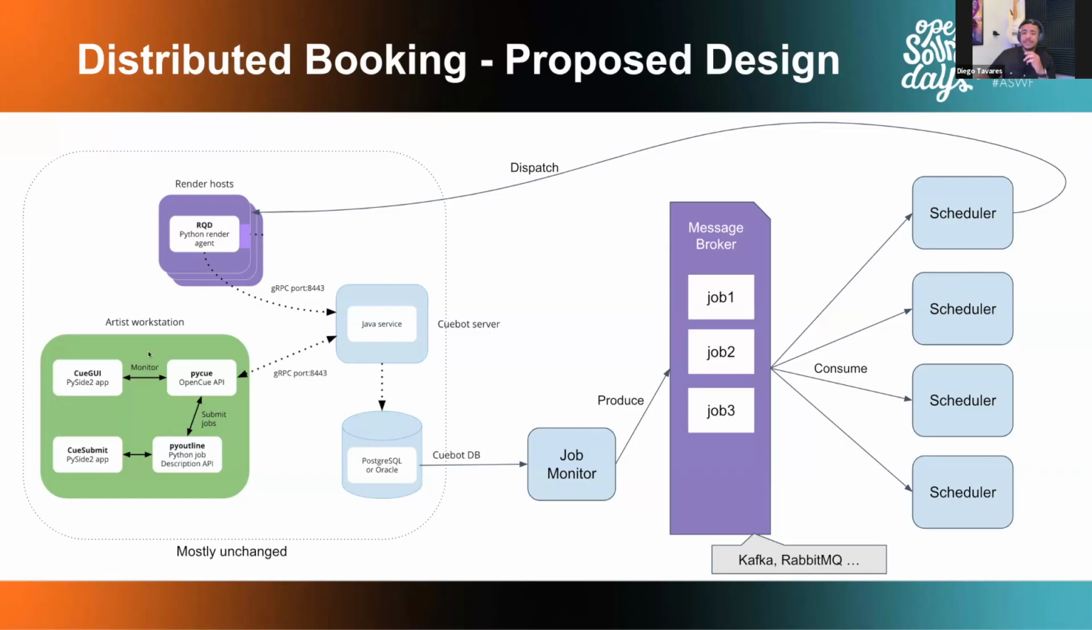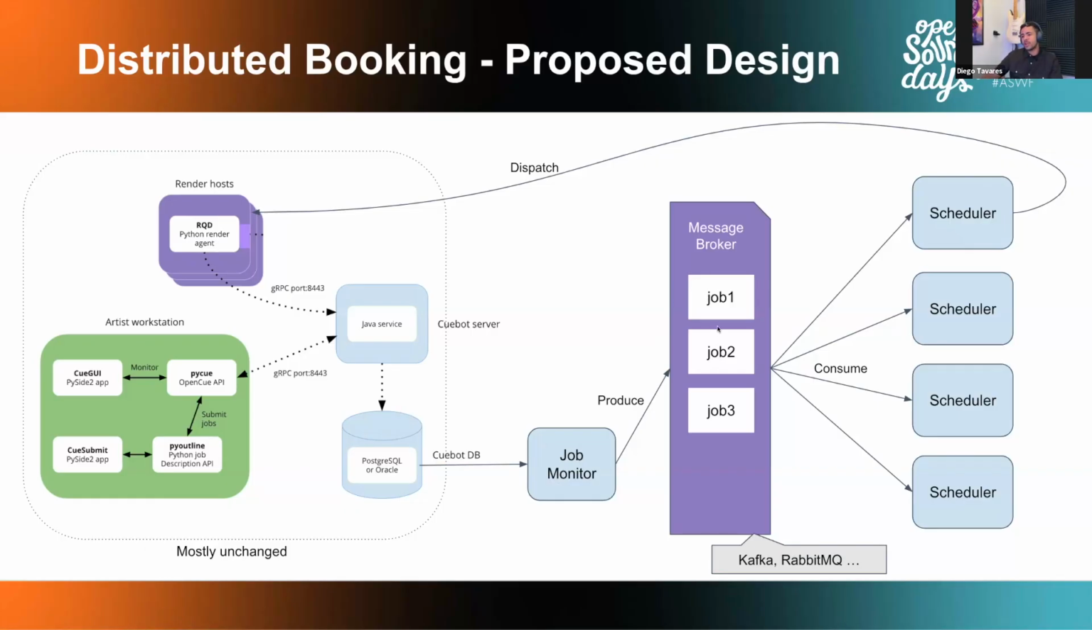But what we are thinking is that we'll keep most of the logic unchanged. So RQD continues to report back to Cuebot. Cuebot continues to save the state to the database, but we don't have Cuebot trying to dispatch jobs to a server. So the expensive query that used to happen to search for what job should be dispatched doesn't happen anymore. What we have now is a single job monitor that queries the database for the pending jobs on a schedule. So every 5 seconds, every 2 seconds, it gets the list of pending jobs and streams that list to a message broker, something like Kafka or RabbitMQ.